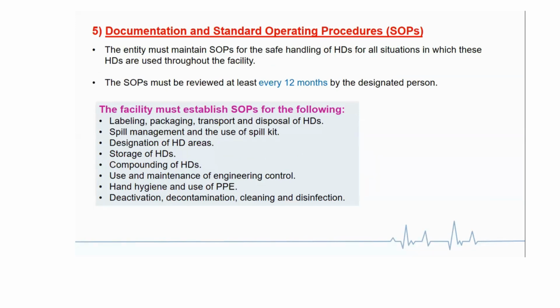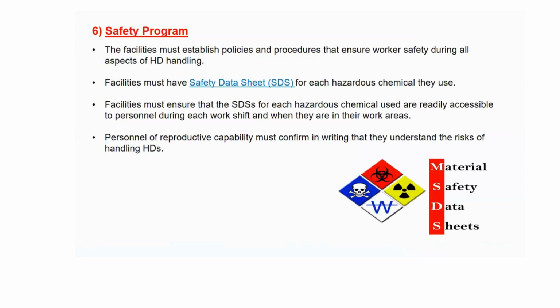The facility must establish SOPs for all the following: labeling, packaging, transport, and disposal of hazardous drugs, spill management and the use of a spill kit, designation of hazardous drug area, storage of hazardous drugs, compounding of hazardous drugs, the use and maintenance of engineering control, hand hygiene and the use of PPE, deactivation, decontamination, cleaning, and disinfection.